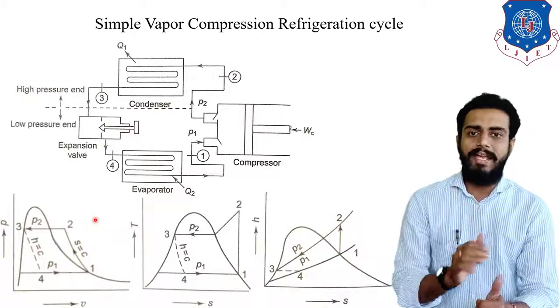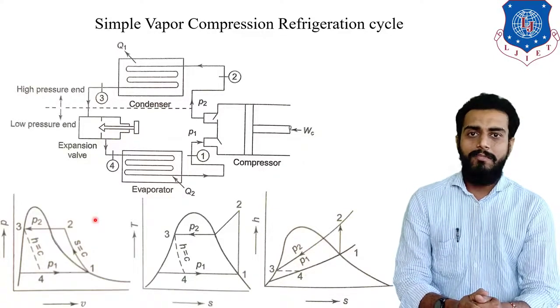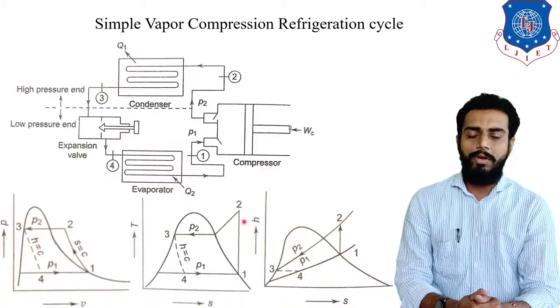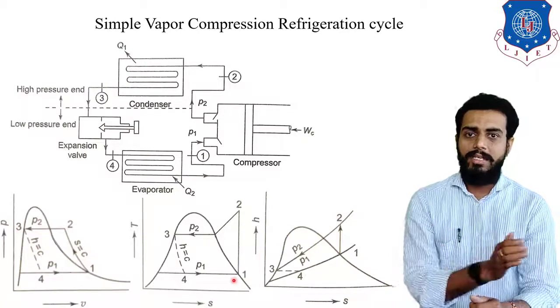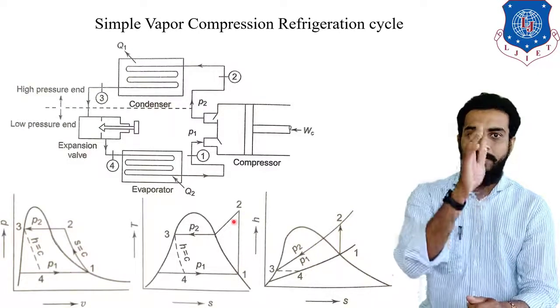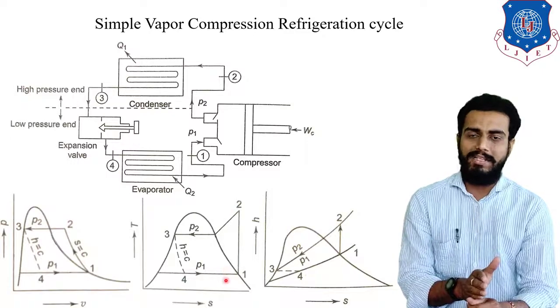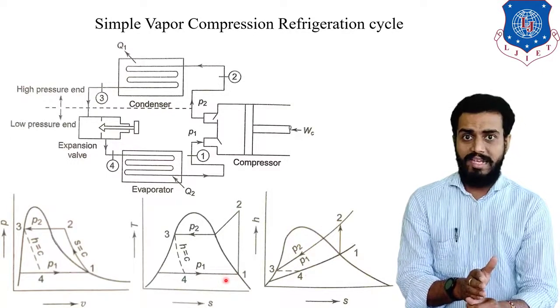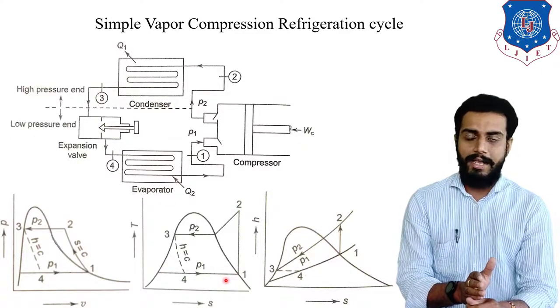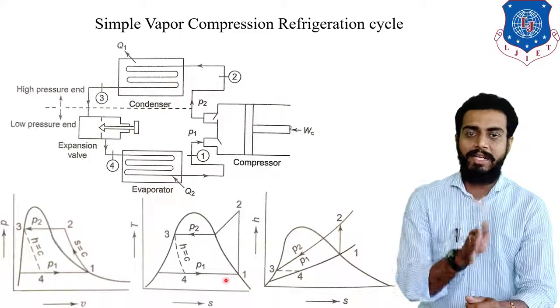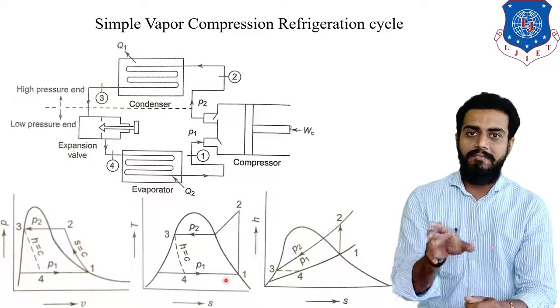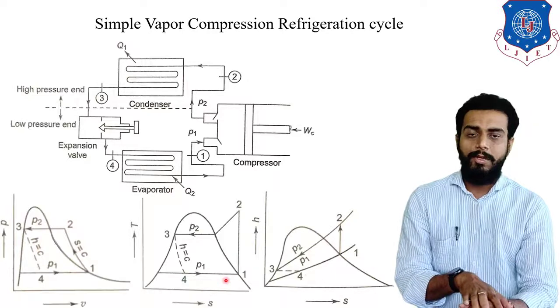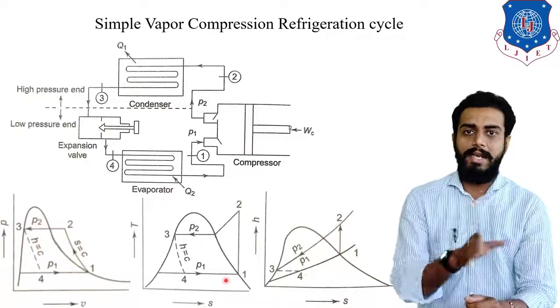Same way, observe the TS diagram. Obviously if it is isentropic, then the y-axis or x-axis is entropy. So if you draw a constant entropy line or isentropic line on the TS diagram, it will be a straight vertical line. That is why 1 to 2 is a straight vertical line on the TS diagram. Same way for the HS diagram also, 1 to 2 is a straight vertical line.